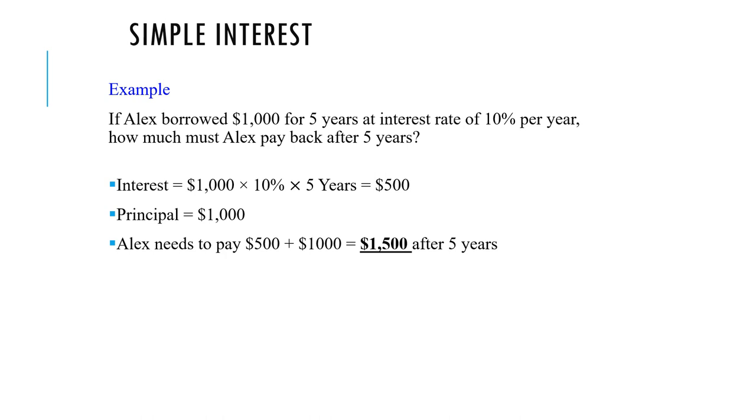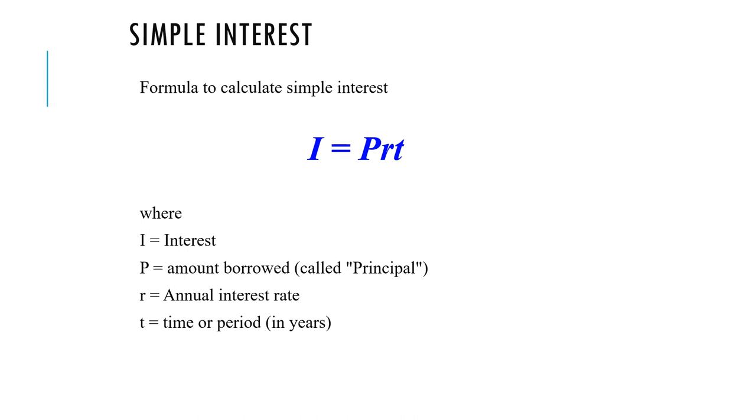Okay. So let's look at this example. If Alex borrowed 1,000 for 5 years at an interest rate of 10%, how much must Alex pay back after 5 years? So your interest will be 1,000 times 10% times 5. That's 500. The principal is 1,000, right? So how much does he pay back at the end of the term? 1,500.